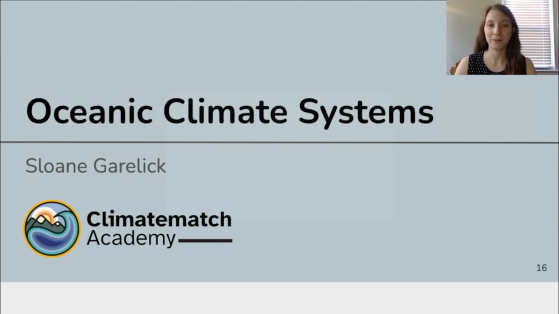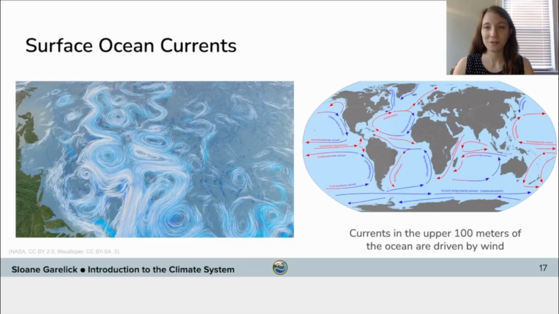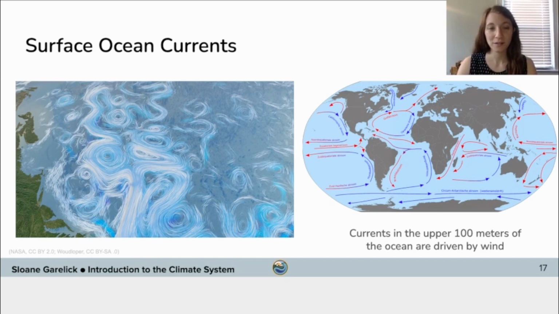Welcome to Tutorial 4. The next part of the climate system that we'll explore is the ocean climate system and the different processes that affect climate. One ocean climate system process are the surface ocean currents. Surface currents in the upper 100 meters of the ocean are driven by wind associated with atmospheric processes, such as the trade winds and Hadley circulation that we discussed in the previous tutorial. These currents transport heat and nutrients within the surface ocean.